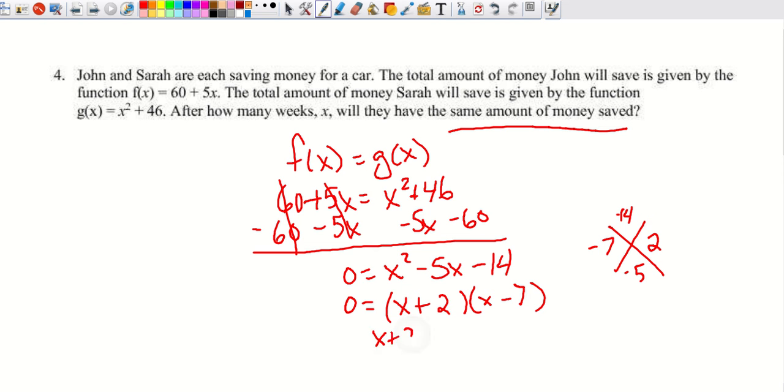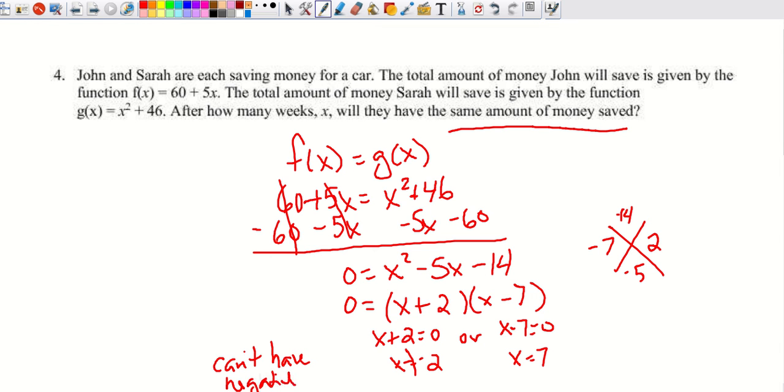So either x plus 2 is equal to 0, which means x is equal to negative 2, or x minus 7 equals 0, which means x is equal to 7. Remember we talked about last time, we're talking about weeks. We can't have negative weeks, right? So we're going to reject this. So we can write that for ourselves. We can't have negative weeks. Now you know I normally type this out when I'm using this pen.